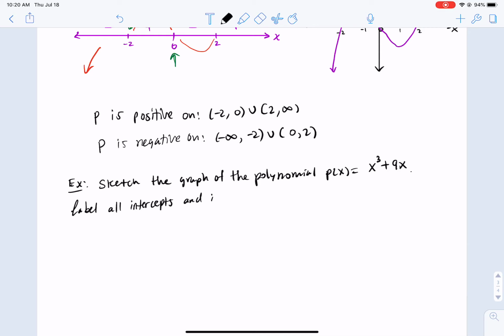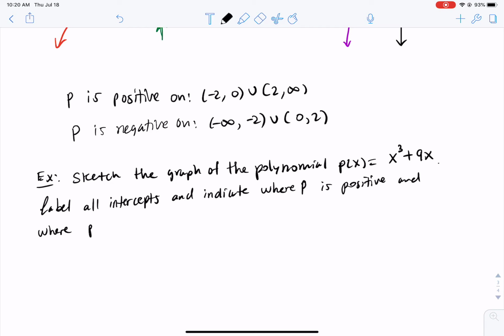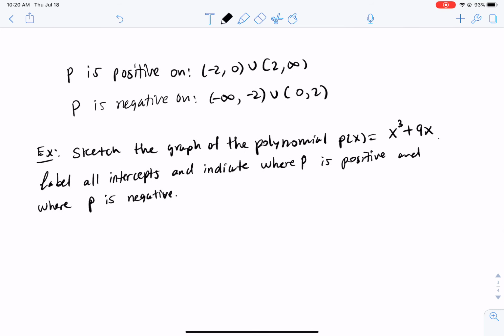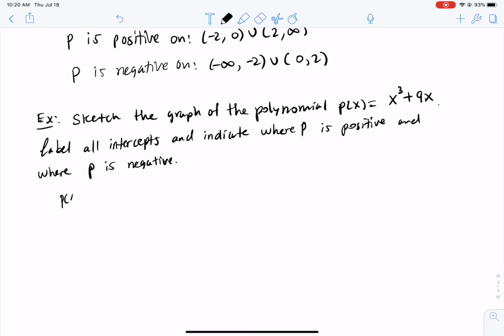And indicate where p is positive and where p is negative. Again, you want to indicate the proper end behaviors of this. But let's start off with p of x here. P of x, in this case, is a polynomial of third degree again. So x cubed plus 9x.